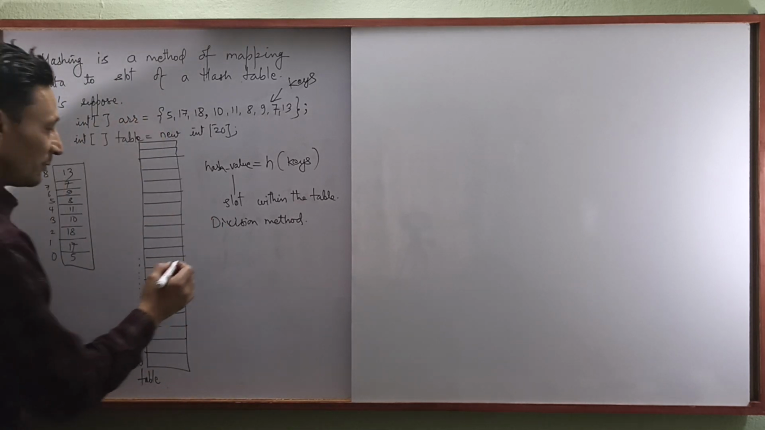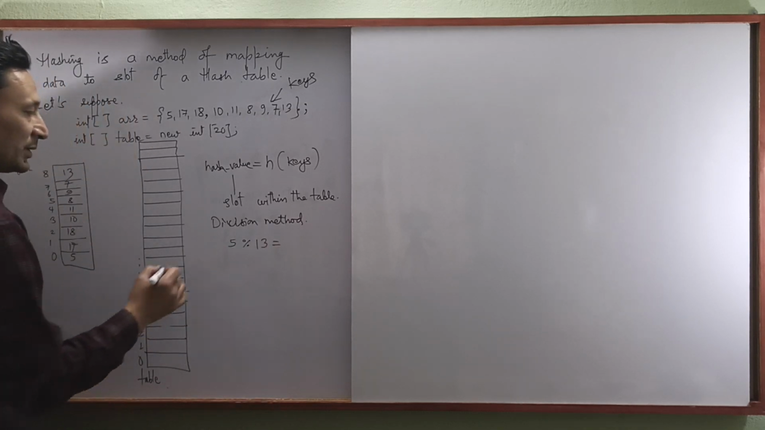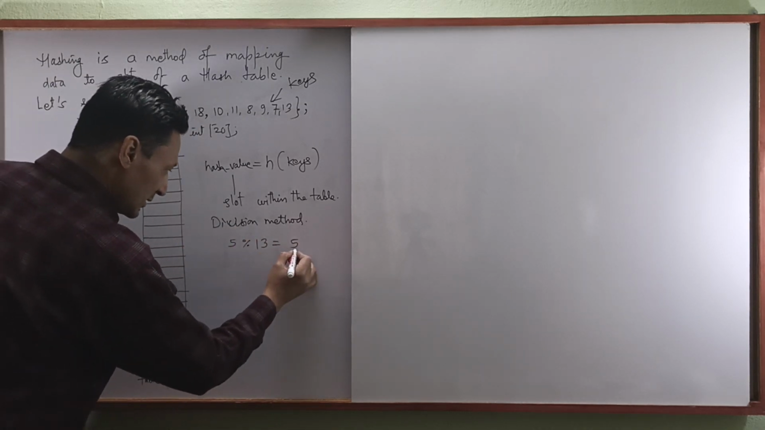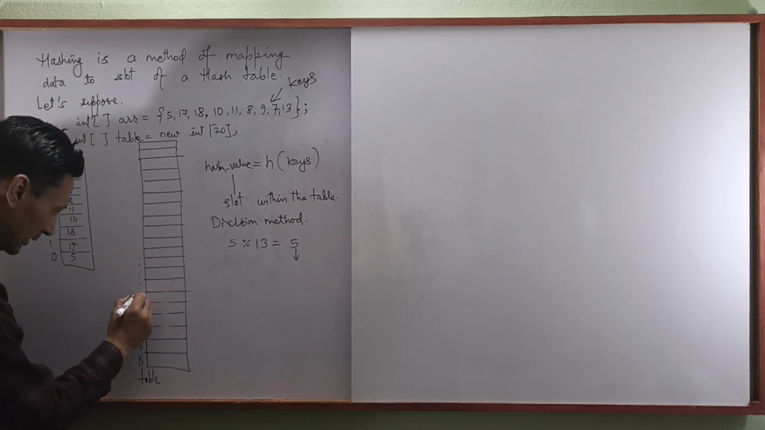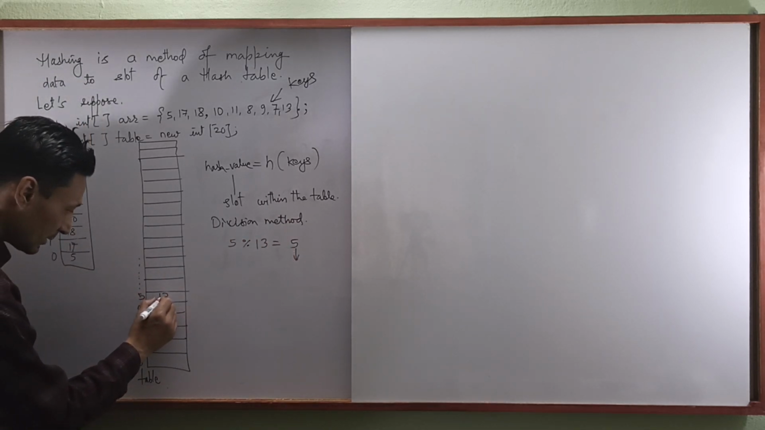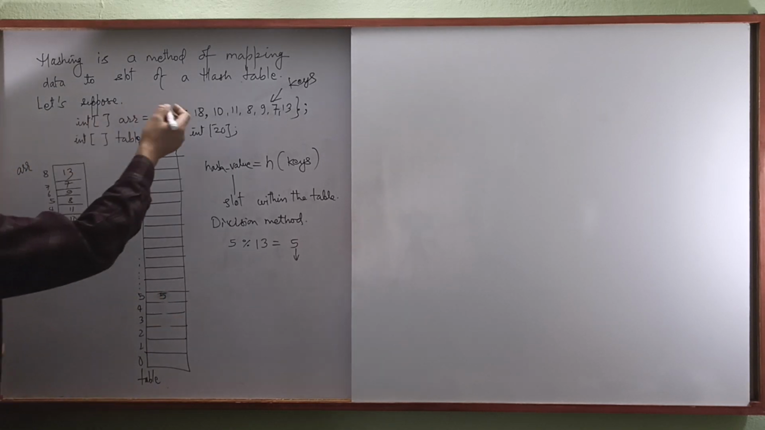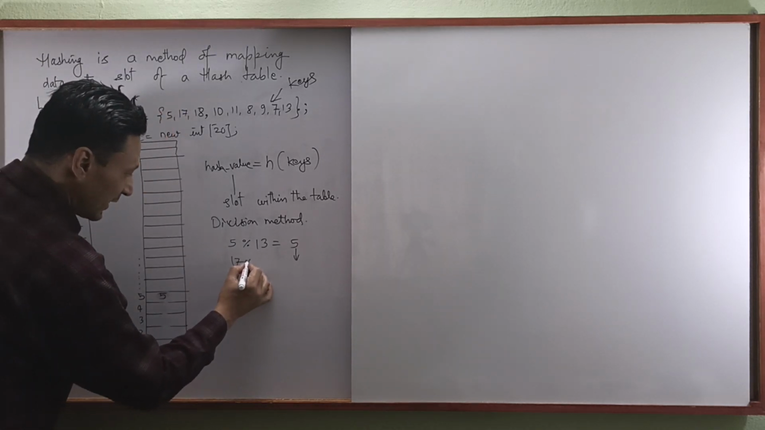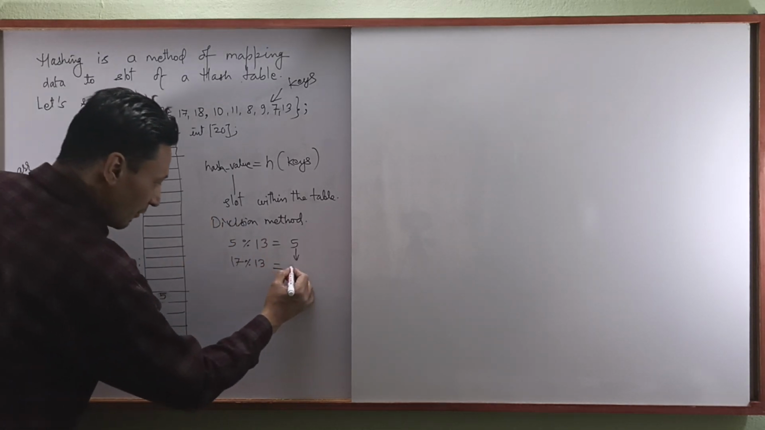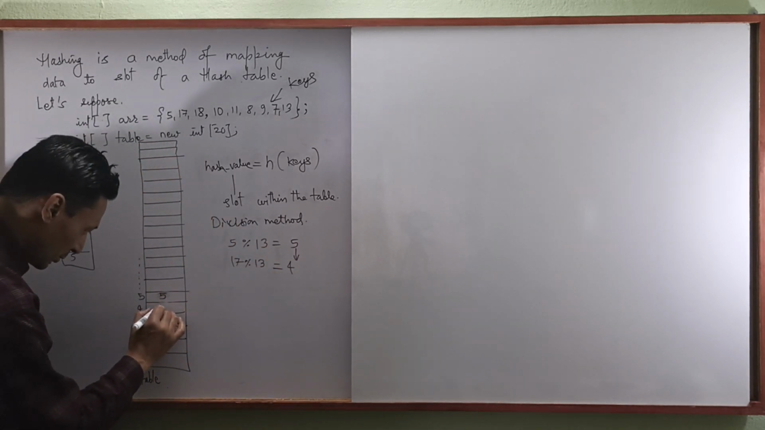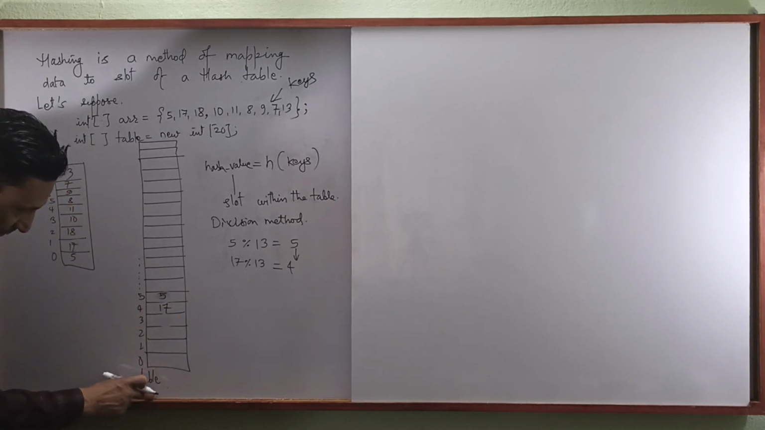Let's take the first number, 5. Divided by 13, that gives us remainder 5. So this is the slot, the position within the hash table. So this 5 will be stored here. Now the second value, 17. We divide 17 by 13 and get the remainder 4. Now 17 will be stored in this position, the fourth index of this table.